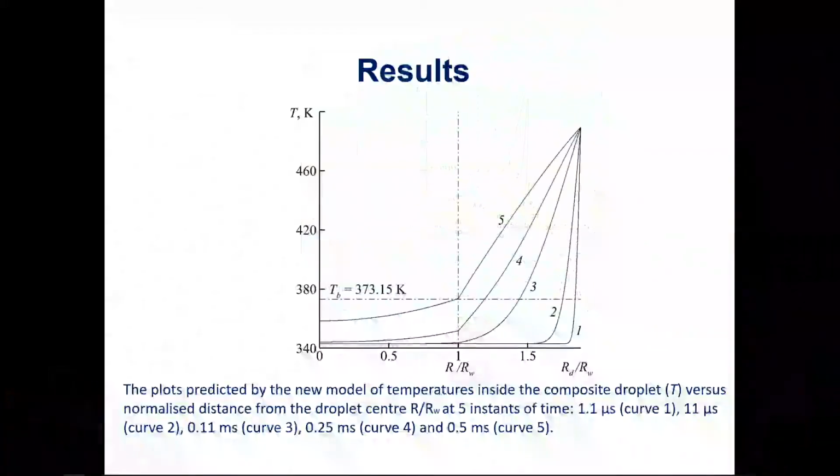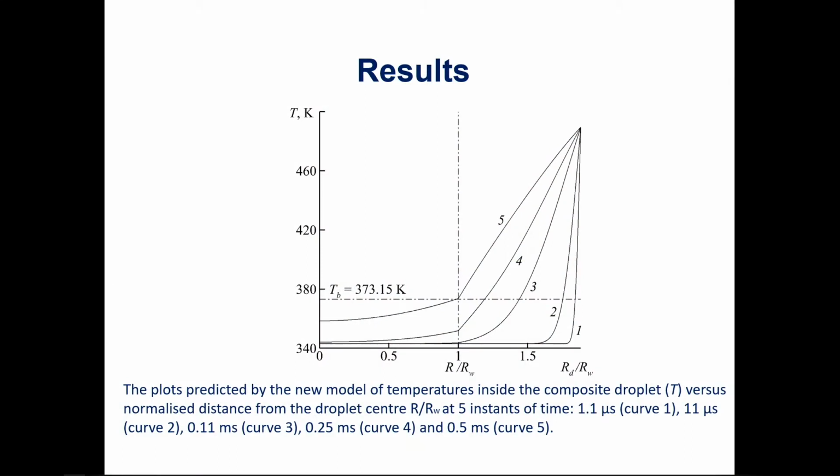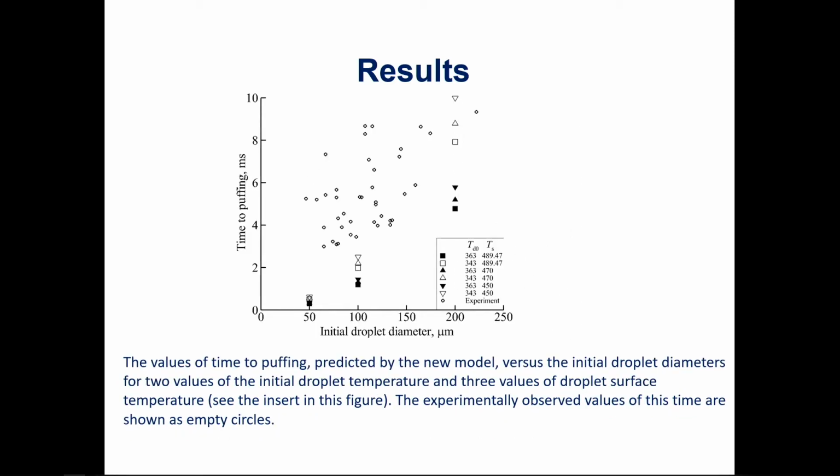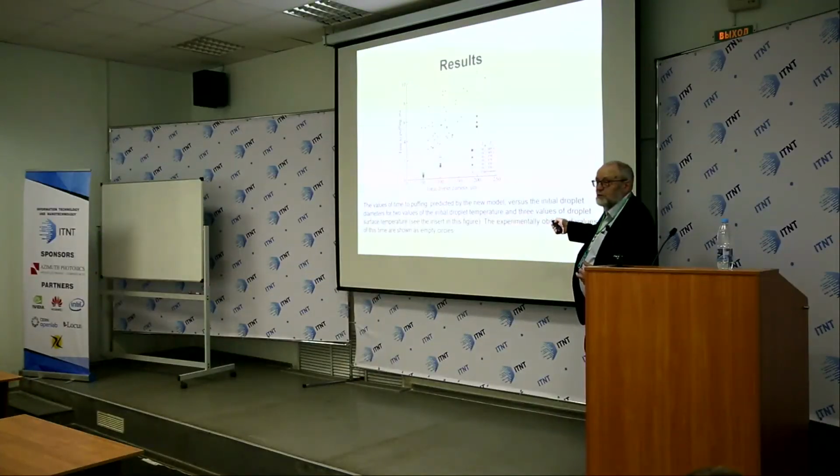And once we have prepared a number of curves like this, we were able to plot the time to puffing or time to microexplosion for different values of surface temperature and different values of the initial droplet temperature on this graph. This is the initial droplet diameter, and these are the values of time to puffing, which is assumed to be equal to the time to microexplosion, as a function of the initial droplet diameter.